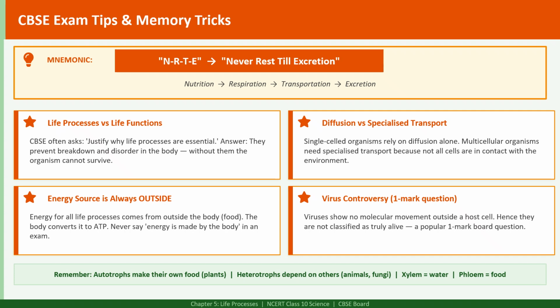And then we should remember that autotrophs make their own food. An example is plants. And heterotrophs depend on others, like animals, fungi, plants, for their food. And water is transported by means of xylem, and food is transported by means of phloem in plants.